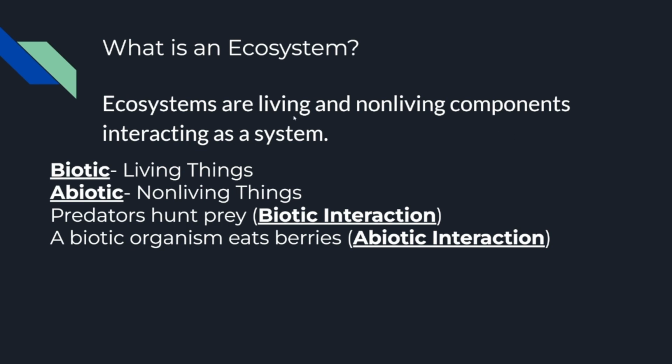So these living things, such as grass or the bugs in your garden, are biotic because they are living things. However, the non-living things, such as soil and concrete, are abiotic because they are non-living. Predators hunt prey, and this is a biotic interaction. Biotic interactions are when a biotic organism interacts with another biotic organism. And when a biotic organism interacts with an abiotic factor, it's an abiotic interaction, because an abiotic thing is interacting with a biotic thing.